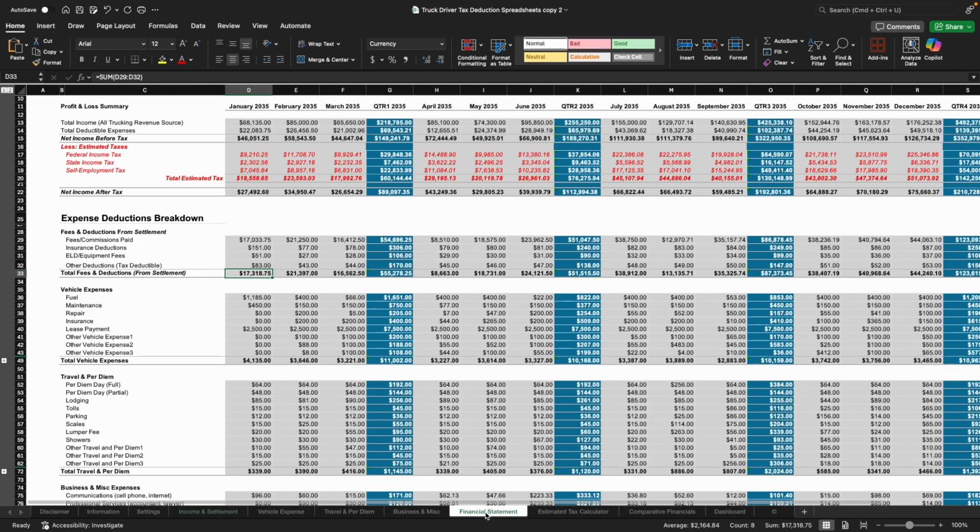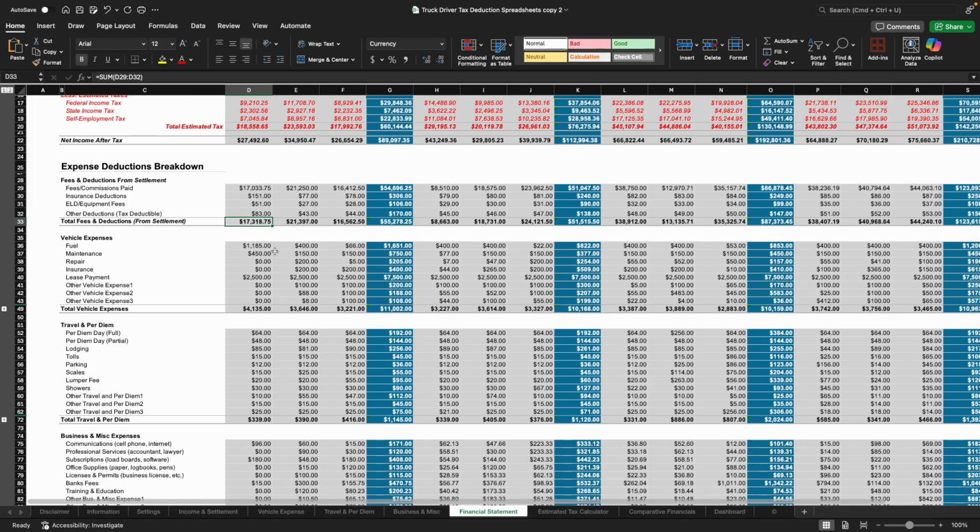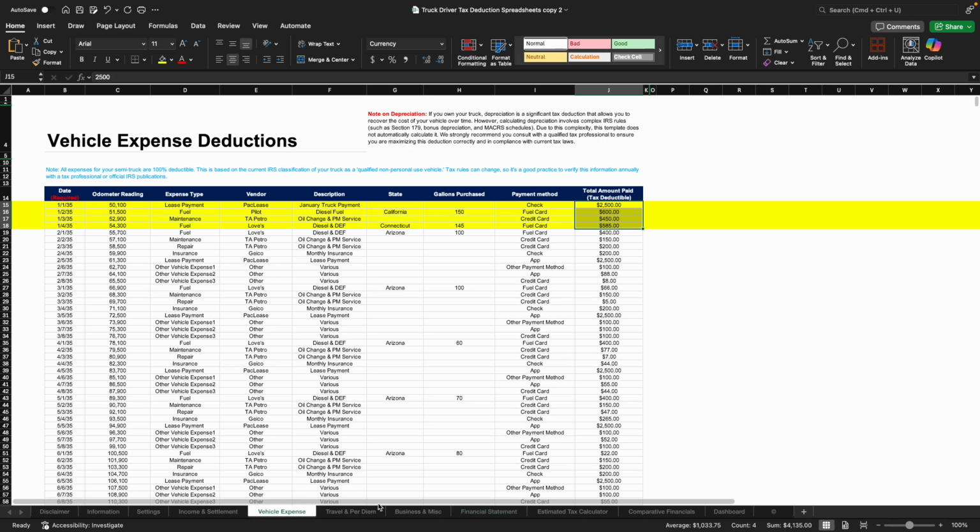All right, the next one is the vehicle expense. These are anything that's related to your truck, that you paid for and it's related to your business. So for example, in this section will be your fuel, maintenance, repair, insurance, lease payment, depreciation, if you know what the depreciation amount is. So you go here on the vehicle expense, right? These are all expenses that are related to your truck and are 100% deductible.